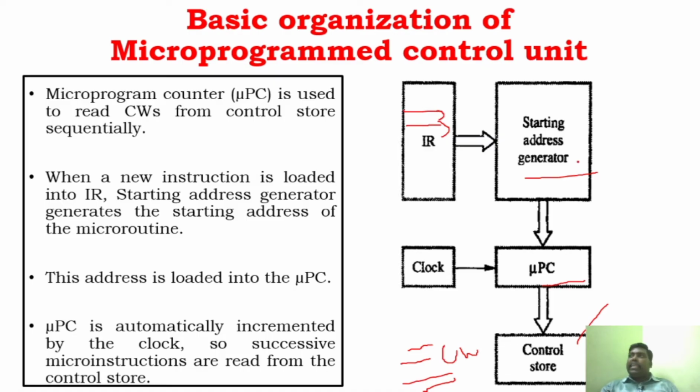the starting address generator will generate the output to the program counter. The starting address generator is nothing but it will generate the address of that particular instruction. The output of the starting address generator is given to the microprogram counter. Once the microprogram counter receives it, with the clock cycle it will be incremented to the next one, and for every clock cycle it will generate one address to the control store.